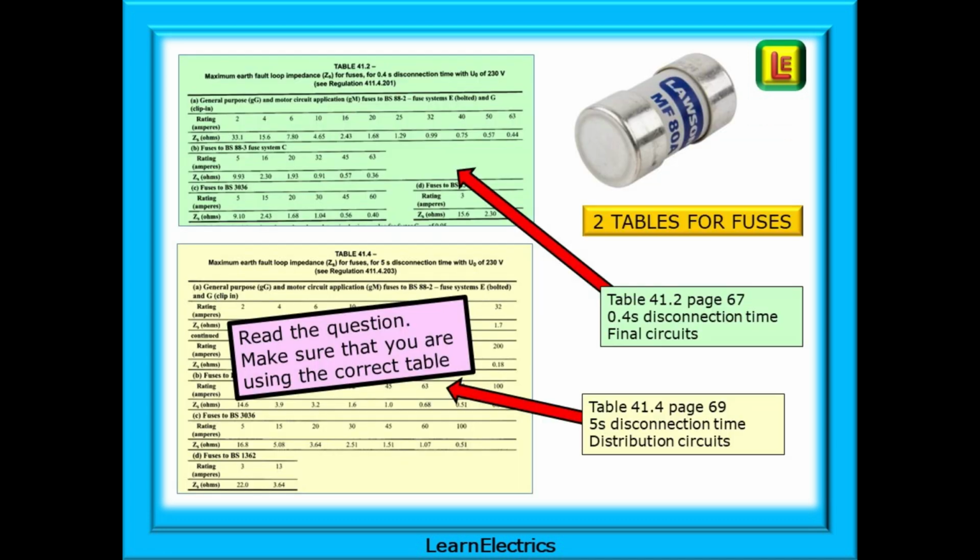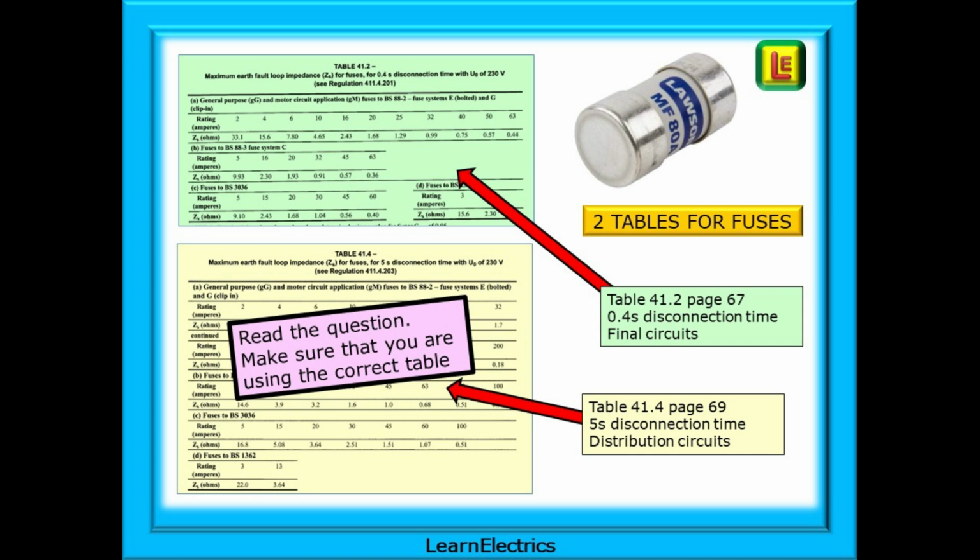There are two tables for fuses, and picking the wrong table will guarantee wrong answers in an exam. Always keep in mind that table 41.2 is for final circuits. It doesn't actually say final circuits on the table, but it does say 0.4 seconds. We have to make that connection. 0.4 seconds disconnection time means final circuits. And table 41.4 is for distribution circuits.